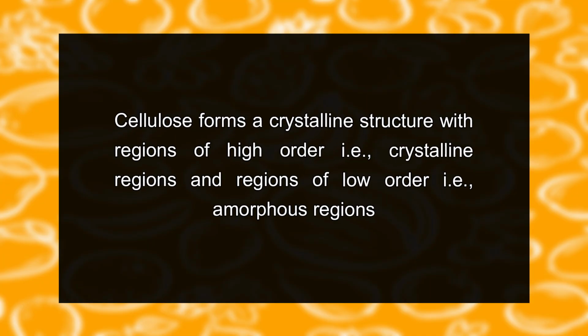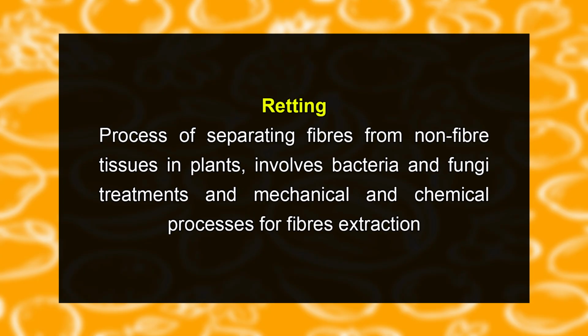Cellulose forms a crystalline structure with regions of high order, that is crystalline regions, and regions of low order, that is amorphous regions. Middle lamellas composed of pectic polysaccharides connect individual cells in bundles. Retting, which is the process of separating fibers from non-fiber tissues in plants, involves bacteria and fungi treatments and mechanical and chemical processes for fiber extraction.